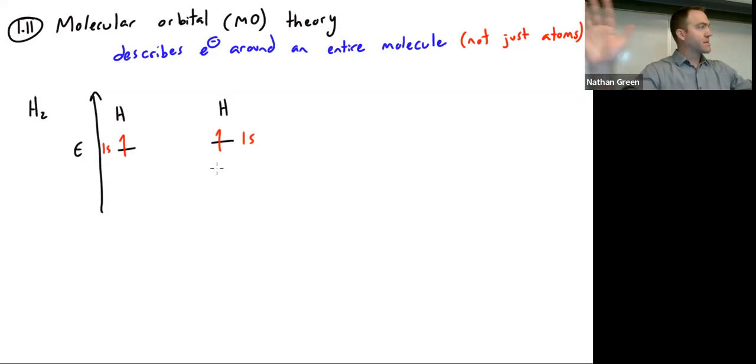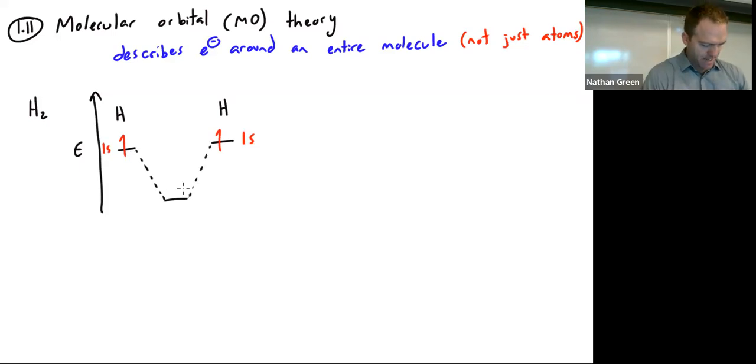When the two hydrogens come together, they are going to share their electron density to drop down. So this is an atomic orbital. This is an atomic orbital. So my two atomic orbitals are going to mix to make a molecular orbital. That molecular orbital is called a sigma bond.